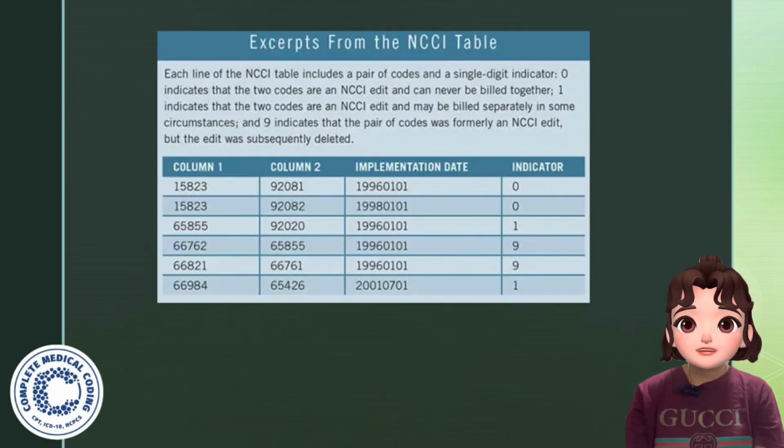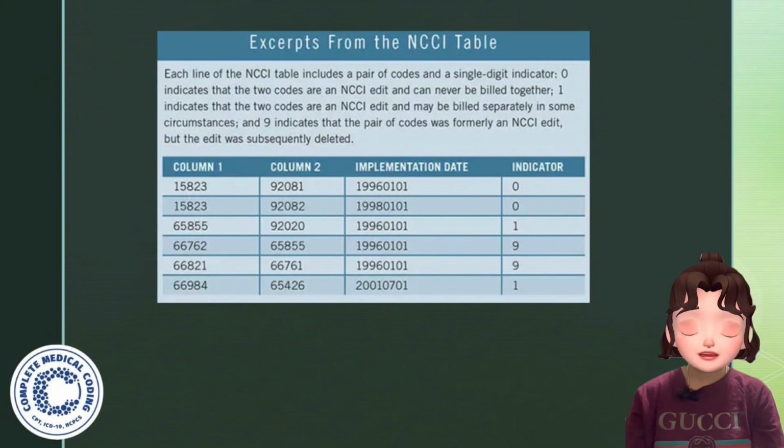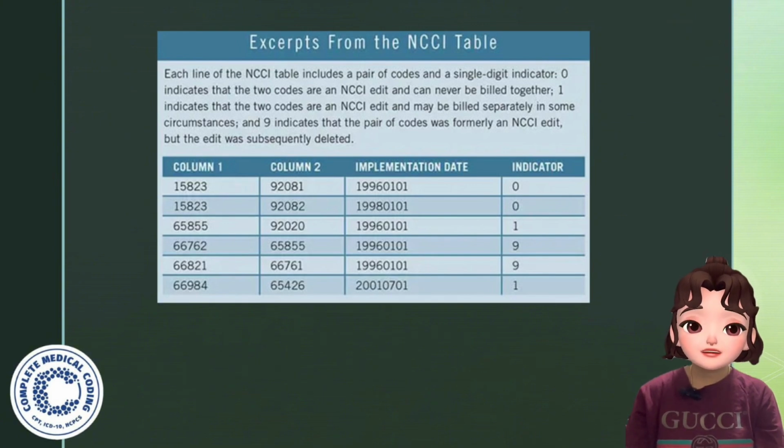Now, excerpts from the NCCI table. Each line of the NCCI table includes a pair of codes and a single indicator. So this is the table, with column 1, column 2, implementation date and the indicator. Here the indicator shows the numbers we discussed just now: 0, 1 and 9. So each line of the NCCI table indicates a pair of codes and a single digit indicator.